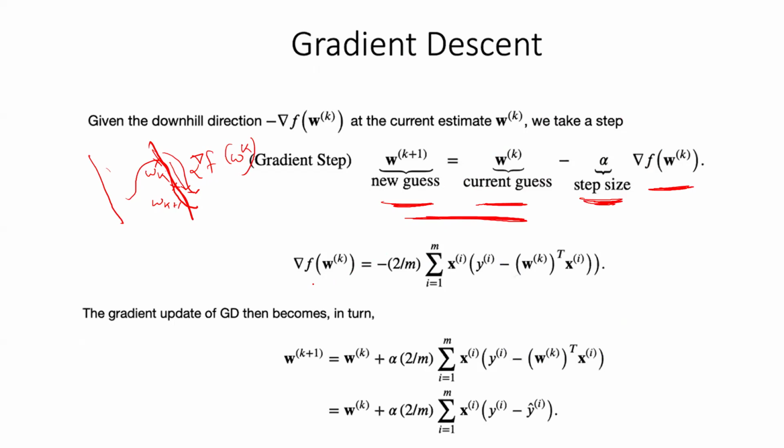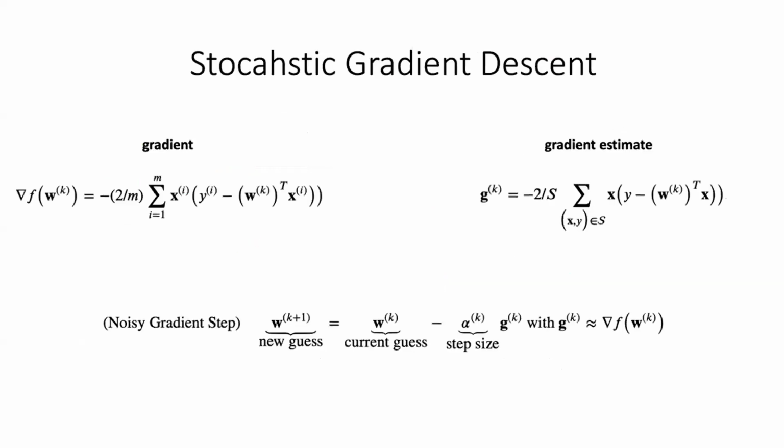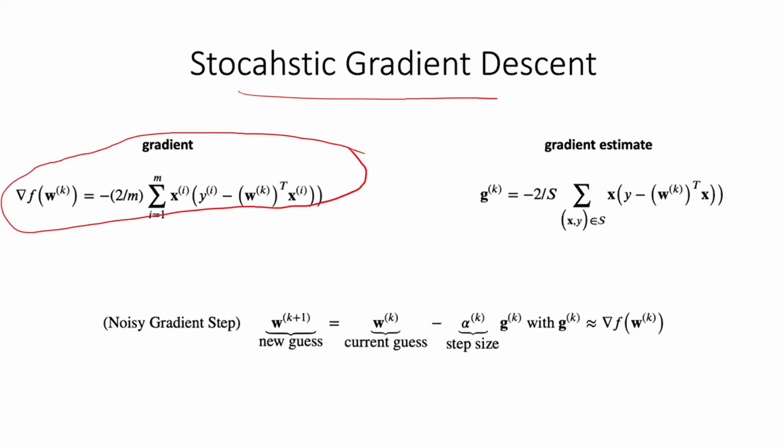So the gradient step, delta f of w of k, is nothing but the mean of x of i times y minus w of k transpose x of i. So this is actually about the gradient step. And then the next thing is about stochastic gradient descent. So in gradient descent, this is how we are going to perform it. That is the equation which you have seen.